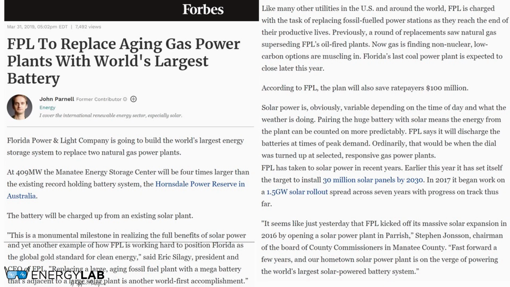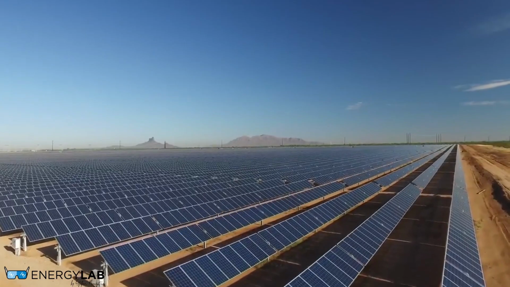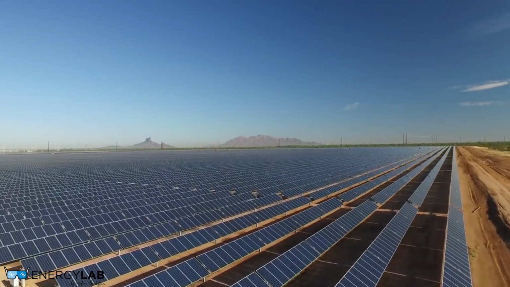In March 2019, Florida Power and Light announced that it would retire 2 natural gas power plants and replace them with a combination of energy efficiency and the world's largest so-far battery, which will be used to charge during the day with solar power and then deliver energy during the evening peak.